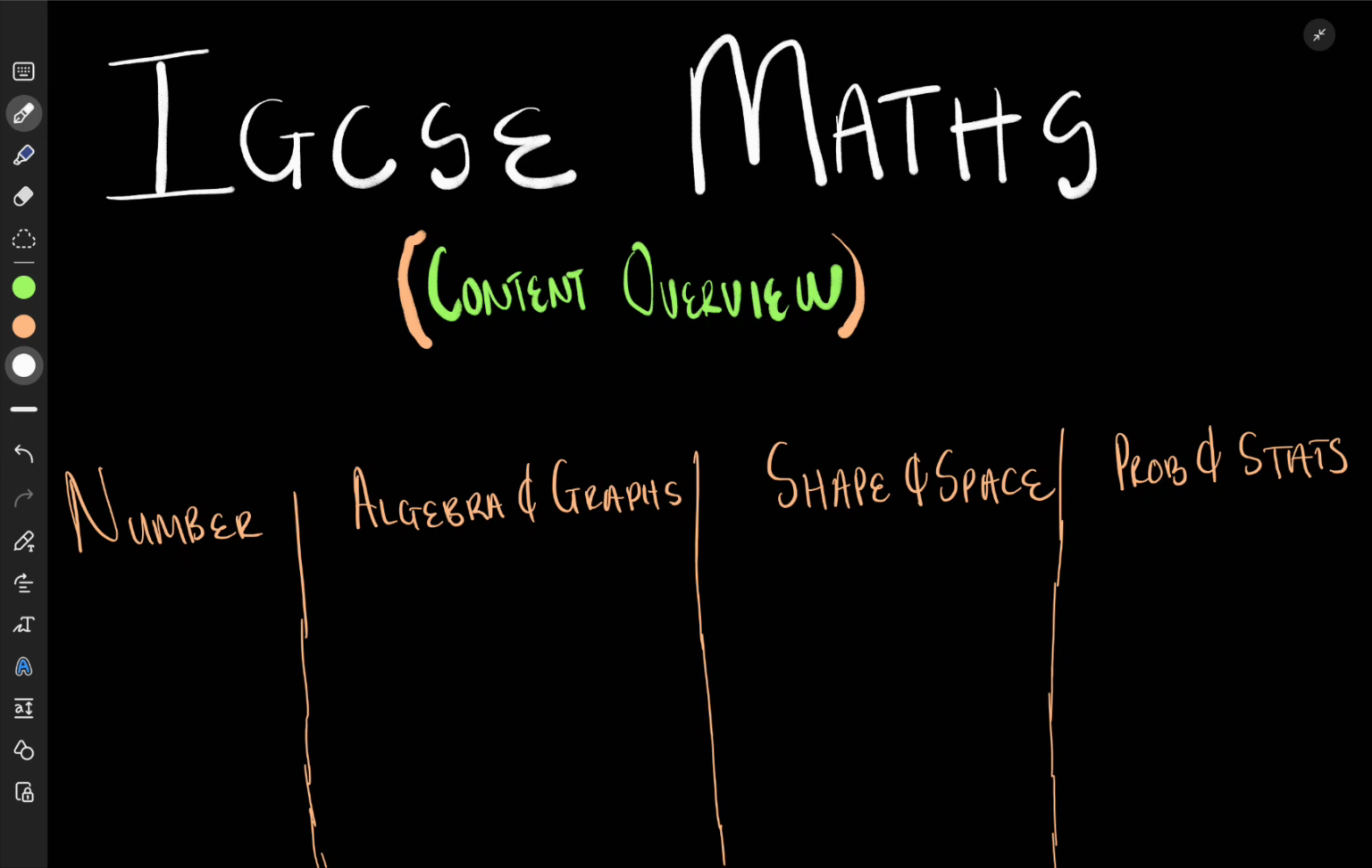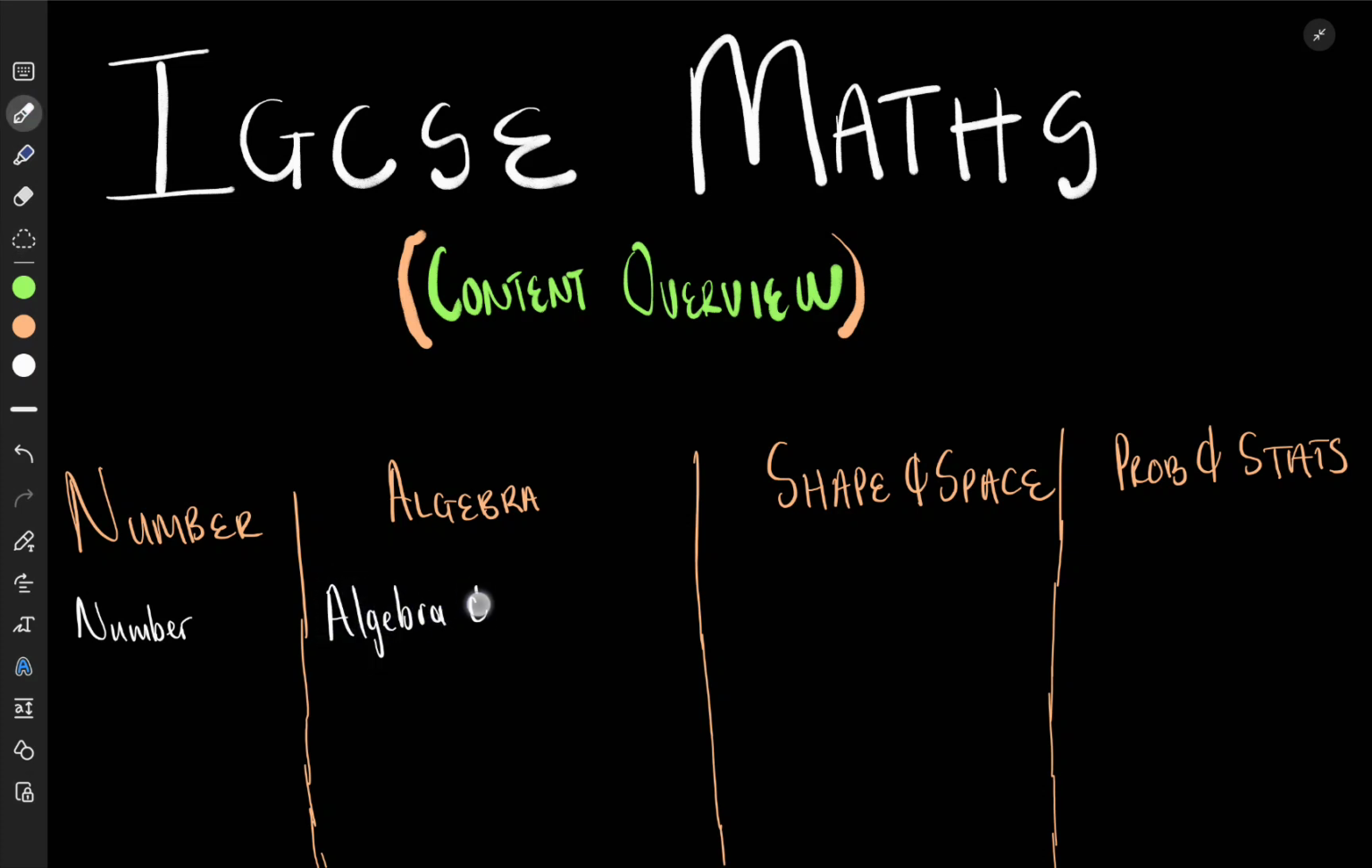Now we have 9 topics in these 4 units. These topics are, in number, the topic is number. In the algebra and graphs unit, we'll say the unit is called algebra. Then it has a topic called algebra and graphs, and another topic called coordinate geometry.